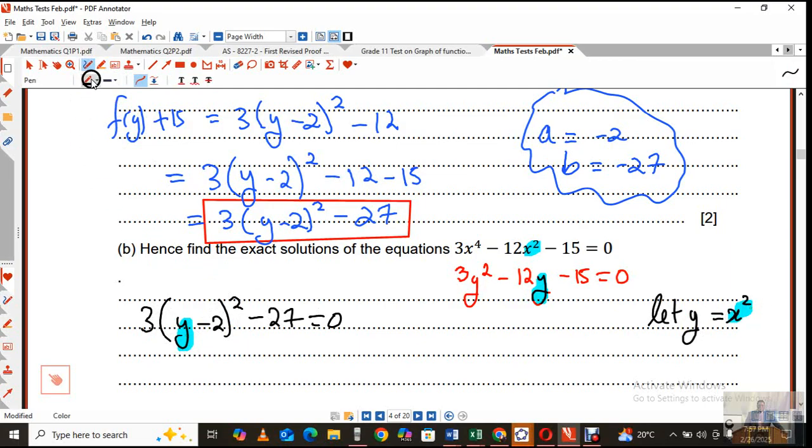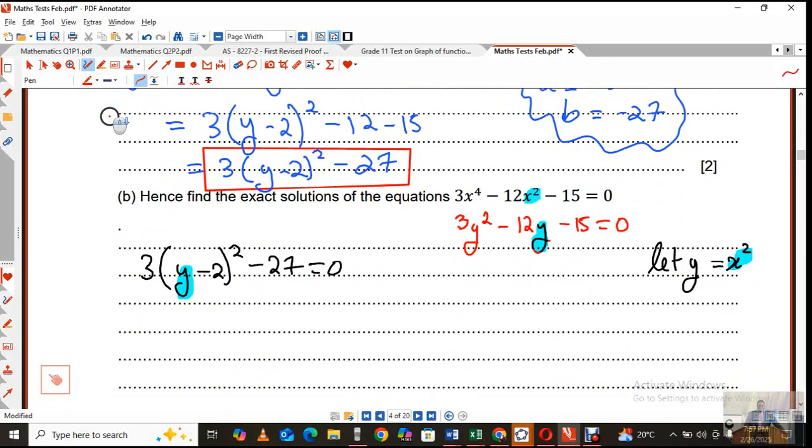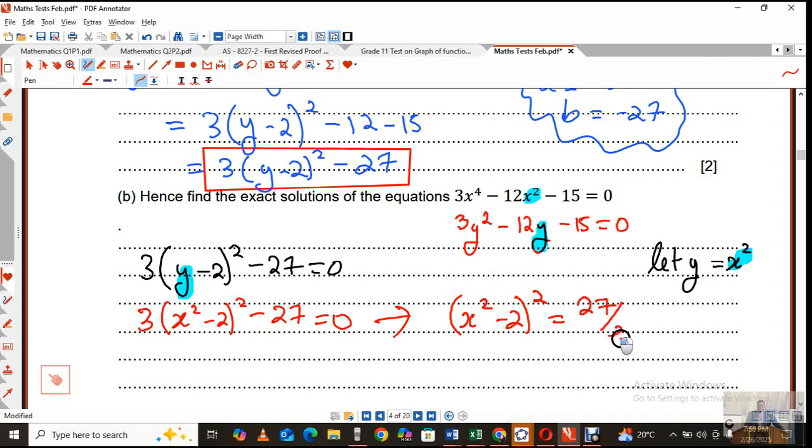Okay, so if I do that, let me just scroll down for a little bit of space, I'm going to end up with 3 in brackets, now it's x squared minus 2 all squared, minus 27 is equal to 0. This is going to give me x squared minus 2 all squared is equal to 27 divided by 3. That 27 goes over and becomes a positive, and then I eventually divide throughout by 3. This is going to give me x squared minus 2 all squared is equal to 9.